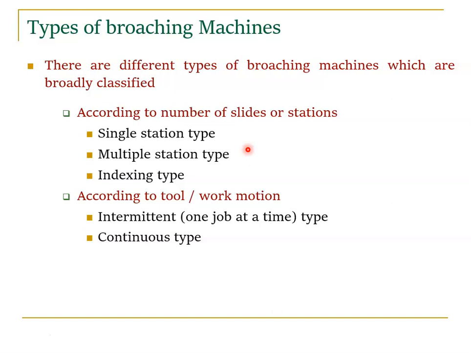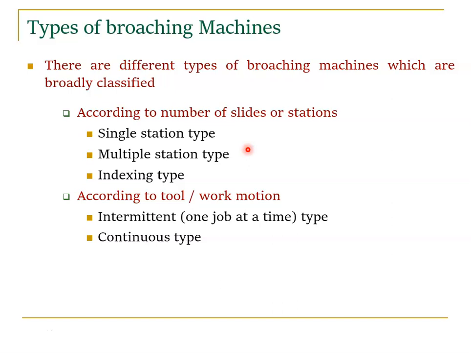The multiple station may be the linear type, or sometimes rotating, I mean circular type. The circular type may be indexing. Indexing may be hexagonal, where we can insert 6 tools, or if it is a pentagon, we can insert 5 tools. So based on the number of slides and number of stations, we have a variety, right? The last one is based on tool and work motion. If it is intermittent, one job is done at a time; if it is continuous, we can do multiple jobs at the same time, right?